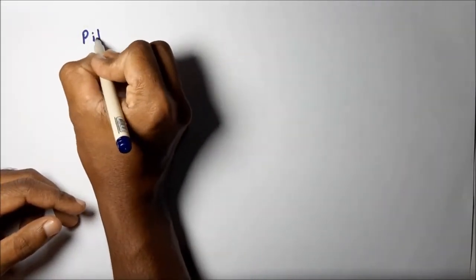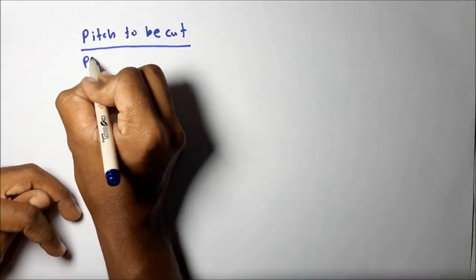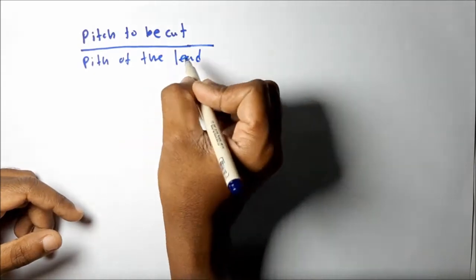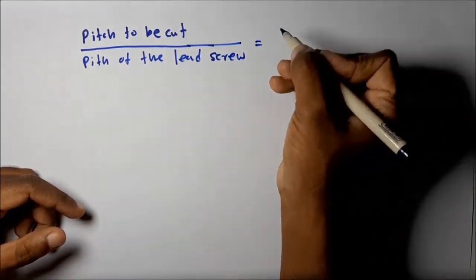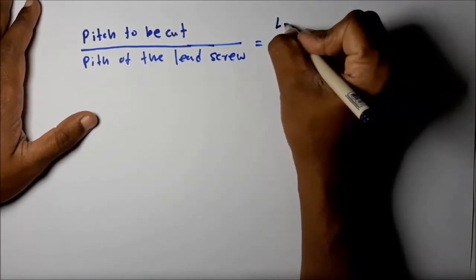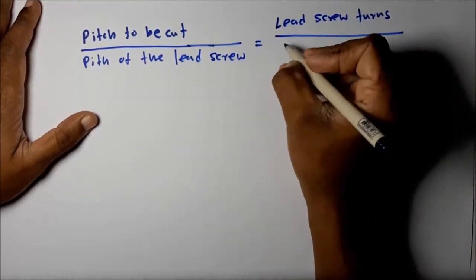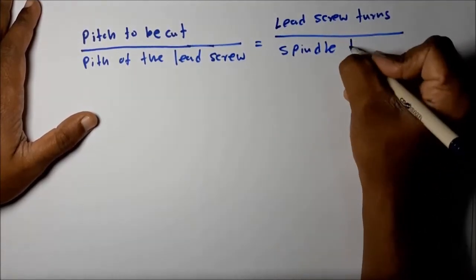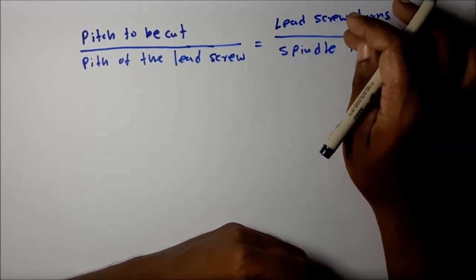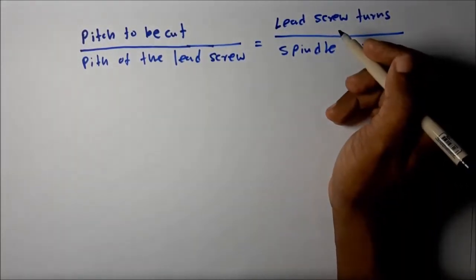The last class we obtained this equation: pitch to be cut divided by pitch of the lead screw is equal to lead screw turns, that means the lead screw RPM, divided by spindle turns. Here turns means you can take it as the RPM or the number of revolutions in a certain time. Then we can further develop this equation.